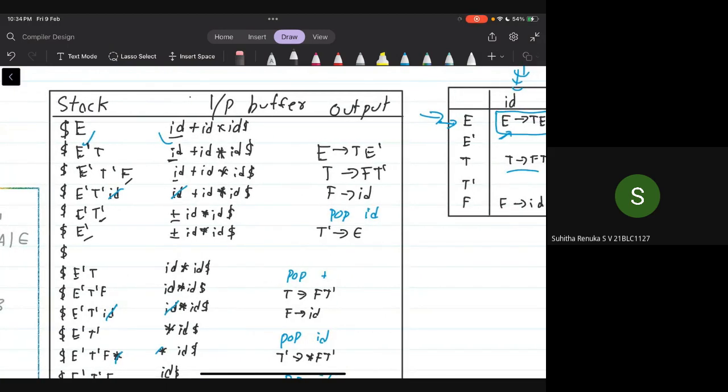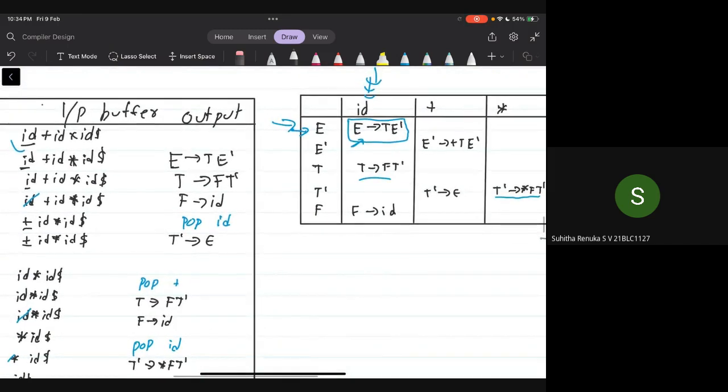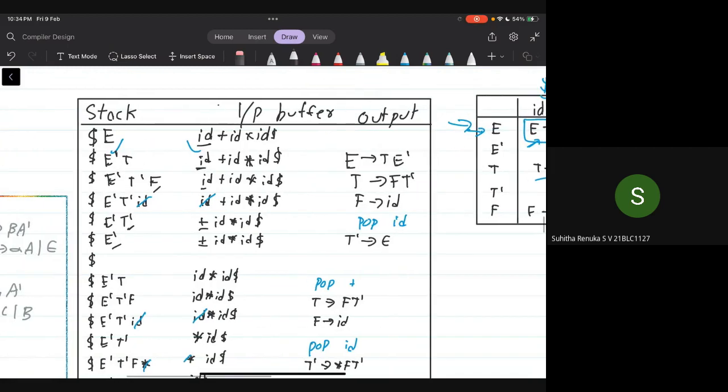E dash and plus. What is it? E dash and plus. E dash goes to plus T E dash. So now you substitute here. So it becomes E dash, T plus. You get plus ID star ID dollar, and you cut plus and plus.